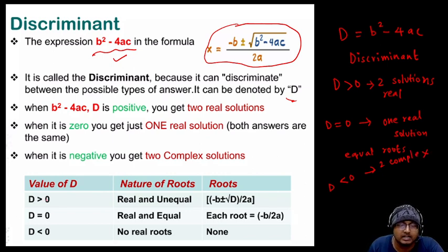If d is greater than 0, the roots are real and unequal. If d equal to 0, we have equal and real roots, each value being minus b by 2a. This we have already seen. If d is less than 0, we have no real roots. We have complex roots.